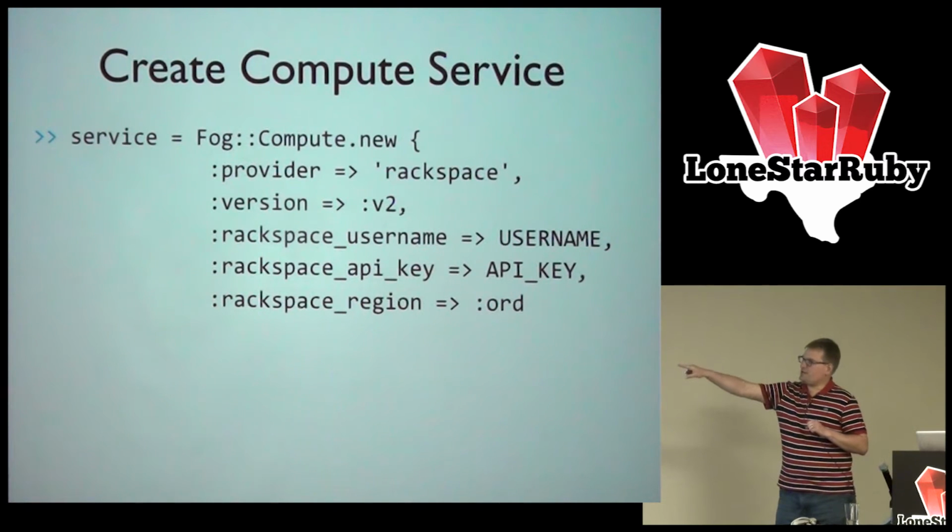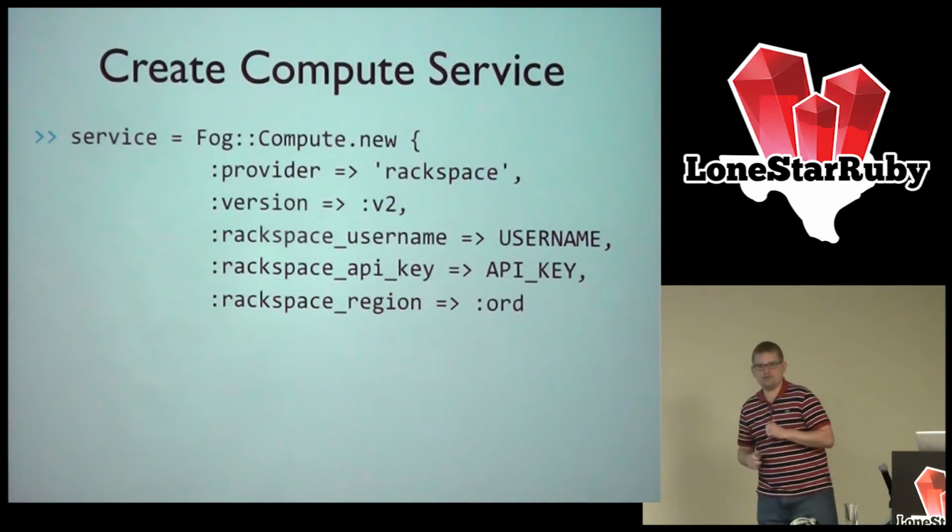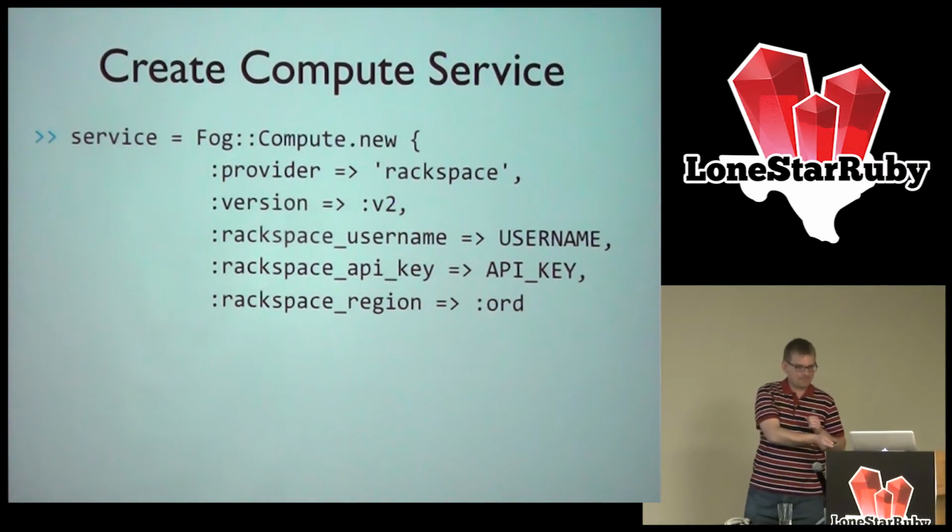So you can see here we're specifying v2 for a version. That's why we're going to get back that compute_v2. We're also going to pass in the credentials, and then we're going to be using the Chicago data center today.